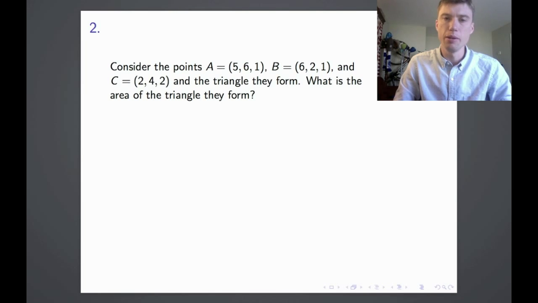Today we will be looking at problem 2 of the 12.4 handout. We're given 3 points in the plane, A, which is (5, 6, 1), B, which is (6, 2, 1), and C, which is (2, 4, 2). These 3 points form a triangle, and we are asked to find the area of that triangle.